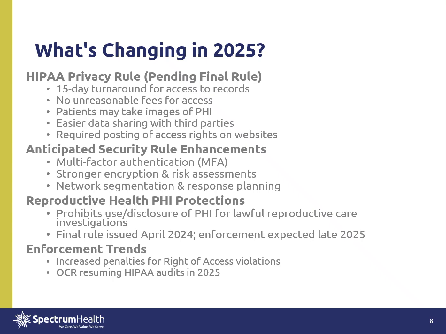Under the security rule, there are some enhancements. There must be mandatory multi-factor authentication, stronger encryption and risk-based access controls, a more detailed incident response plan, and network segmentation. For reproductive health, PHI related to lawful reproductive care cannot be disclosed for law enforcement or investigative purposes. And enforcement trends: higher fines for failing to provide timely access to records, and the OCR will resume HIPAA audits coming this year. Now is the time to strengthen our practices before these changes go into effect.